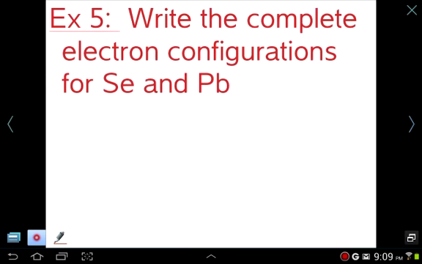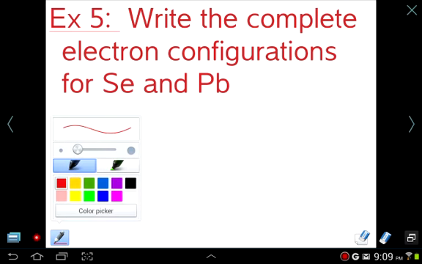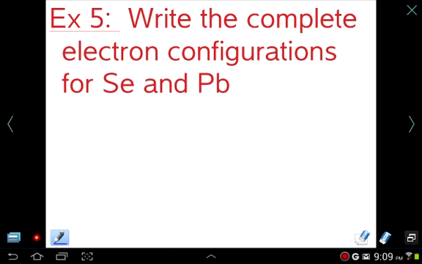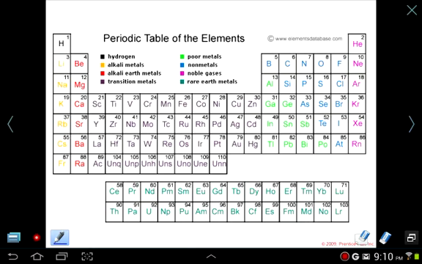So why don't we try to do a configuration here. We'll do 2 of them, one for selenium and one for lead. And for this we'll have to consult a periodic table, so take out your favorite periodic table and we will be able to look at it. Here's one of my favorite periodic tables, nice and color-coded. Not my most favorite, maybe my 7th favorite periodic table. And so I'll be looking at this one.